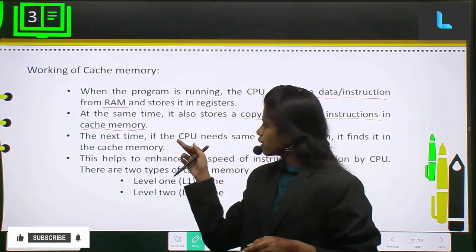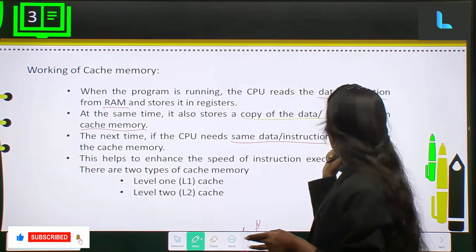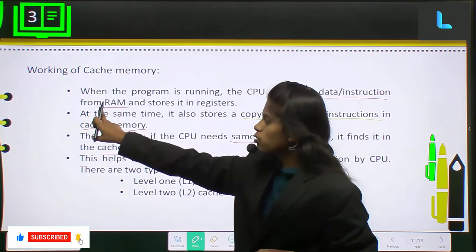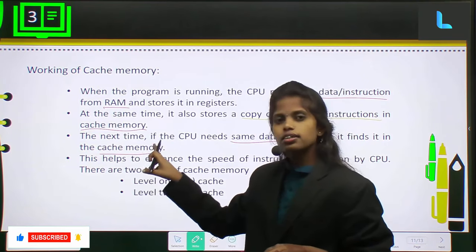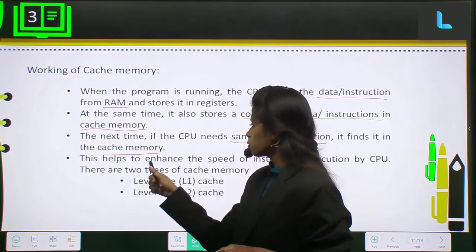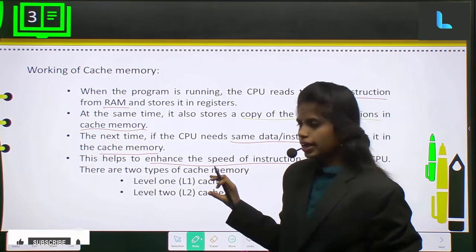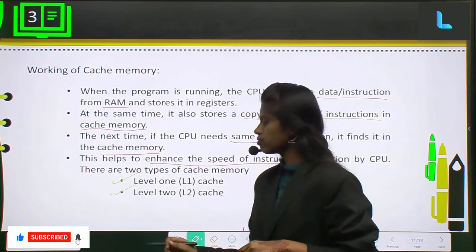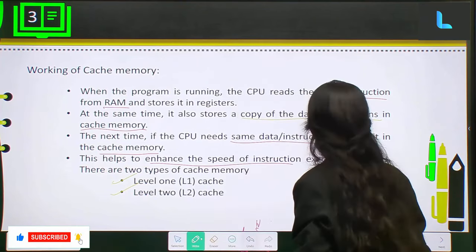The next time, if the CPU needs the same data or instructions, it finds them in the cache memory. In the first cycle the search happens from the RAM; for the next cycle, the search is made in the cache, with no need to go to the RAM directly. This helps to enhance the speed of instruction execution by the CPU. Under this you have two levels, level 1 cache and level 2 cache. Usually level 1 is present inside the processor itself.